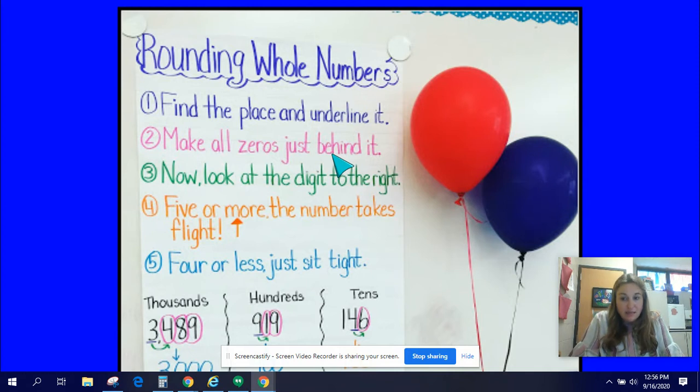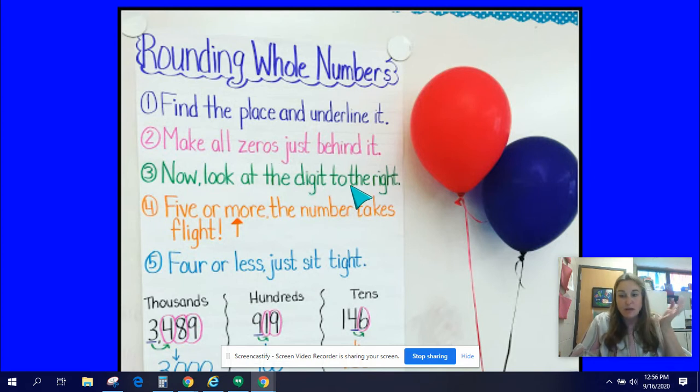Okay, so just behind it, it's all going to turn into zeros because that's going to help you identify the numbers that you're going to use to determine whether you're going to round down or round up. They're going to give you the baseline numbers that you need to use. It's kind of like your benchmark numbers is what we're going to call that. And then now it says look at the digit just to the right.